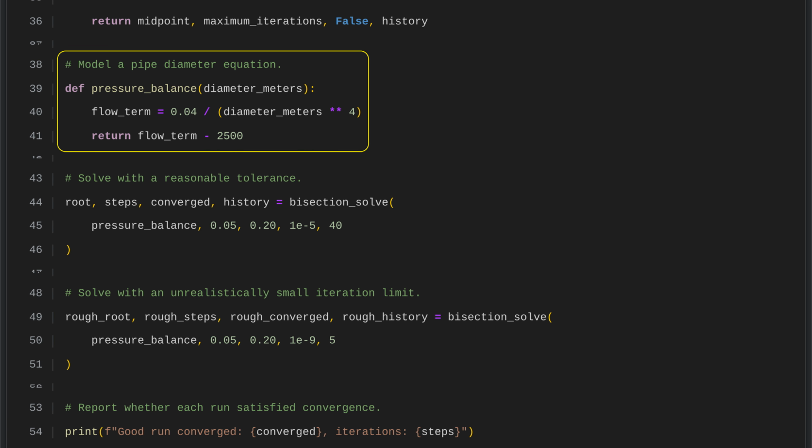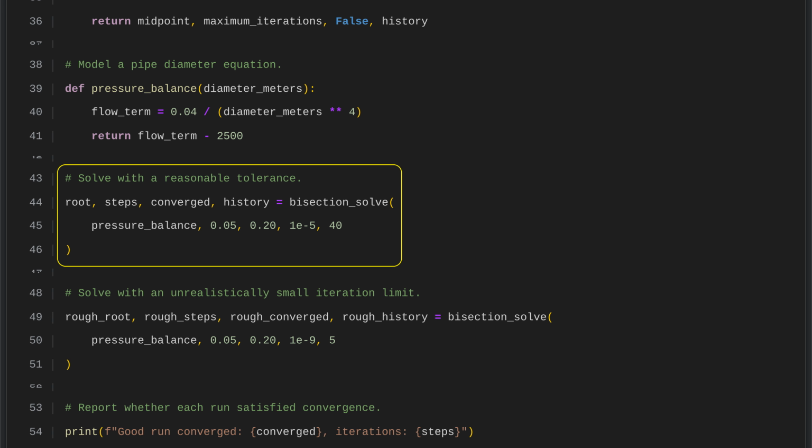The bisection solver is used to find the root of the pressure balance equation within the interval from 0.05 to 0.20. It uses a tolerance of 1 times 10 to the negative 5 and allows up to 40 iterations to control accuracy and prevent an endless search. The solver returns the estimated root, the number of steps taken, whether it converged, and the iteration history.